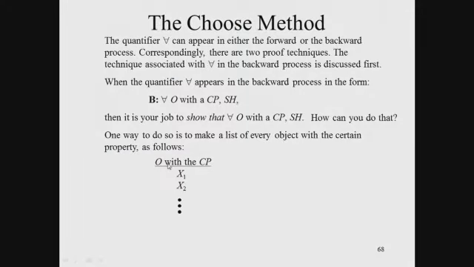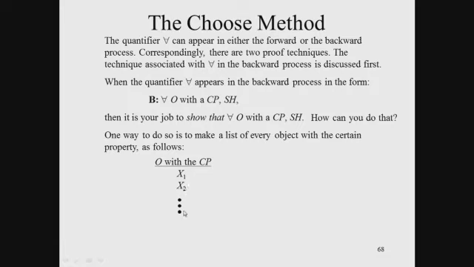So how can we do that? Well, let me make a suggestion for an approach here. Let's make a list of every object with a certain property. So here we go. Here's x1. That's an object with a certain property. Here's another object, x2, with a certain property.